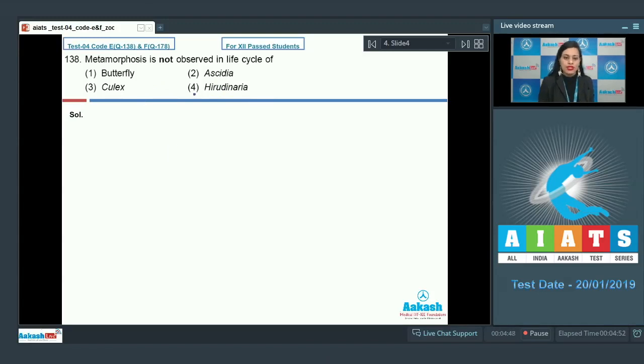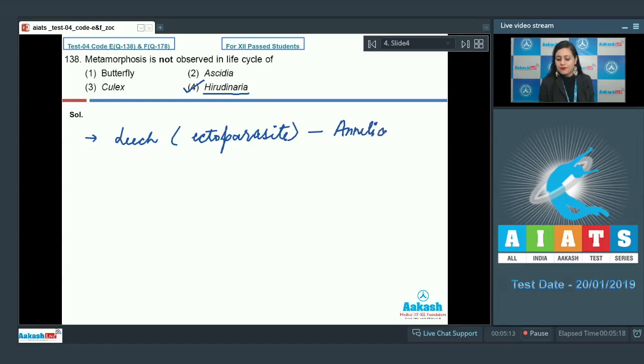And the correct answer to this question is option number 4, Hirudinaria, which is commonly known as leech. It's an ectoparasite and belongs to the phylum Annelida. Direct development occurs in leech, whereas the rest of the options, that is butterfly, Ascidia and Culex, are incorrect options because they exhibit metamorphosis.